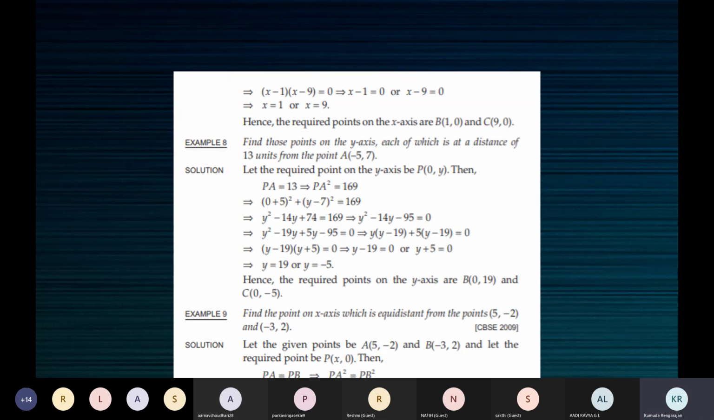Children, I'm just waiting for you to check if you're able to work this correctly and get the same values, 19 and minus 5. Is it 19 and minus 5, ma'am? Yes, 19 and minus 5. So the point can be (19, 0) or (0, minus 5).